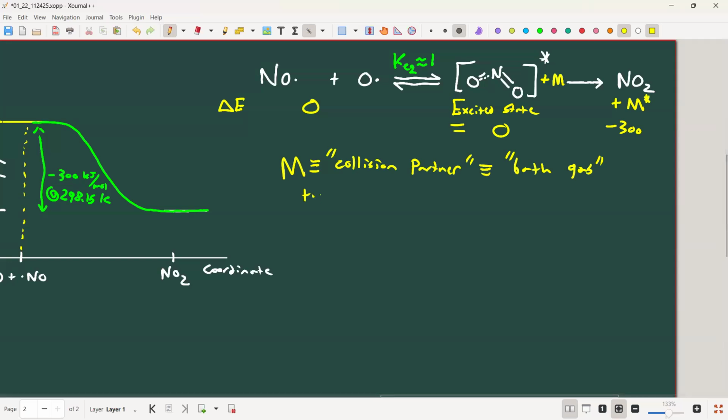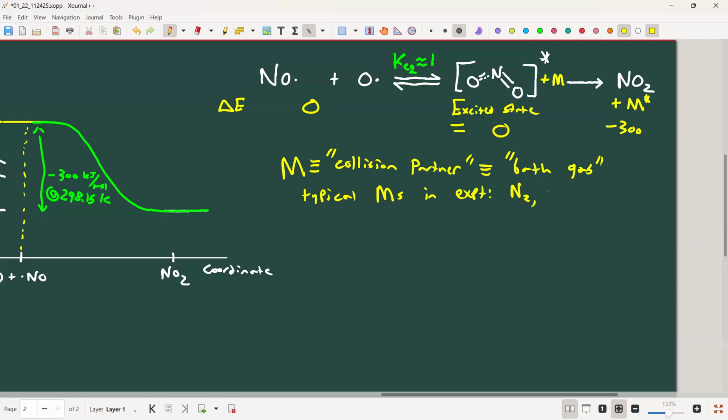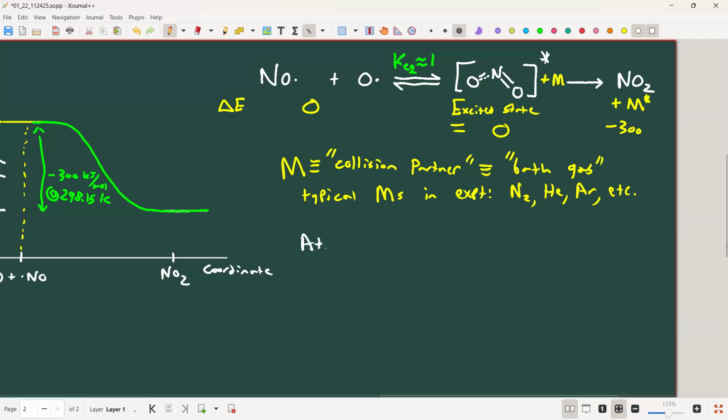The typical M's in experiment are N2 is a good one, helium, argon. Those are some common choices. Atoms that are more than happy to smack into something and take some energy, but don't react. Right. So what in reality, so at low pressure or at any pressure, this reaction requires a collision.